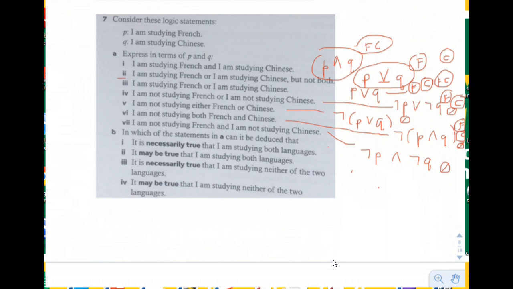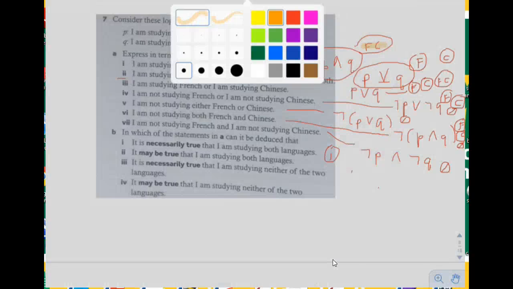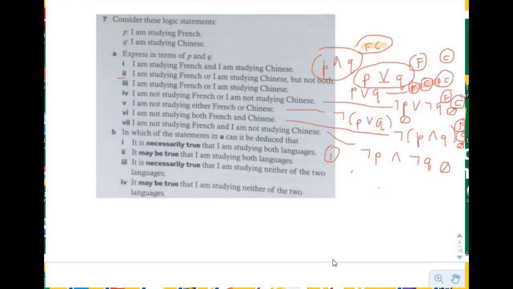Okay, so now, number 1, it is necessarily true that I'm studying both languages. So which one is the one where there's only both languages and that's all there is to it? So that would be number 1, right? Next, it may be true that I'm studying both languages. So where do you see French and Chinese, but you also see others? I see it here, and that's it. So that would be 3, right?